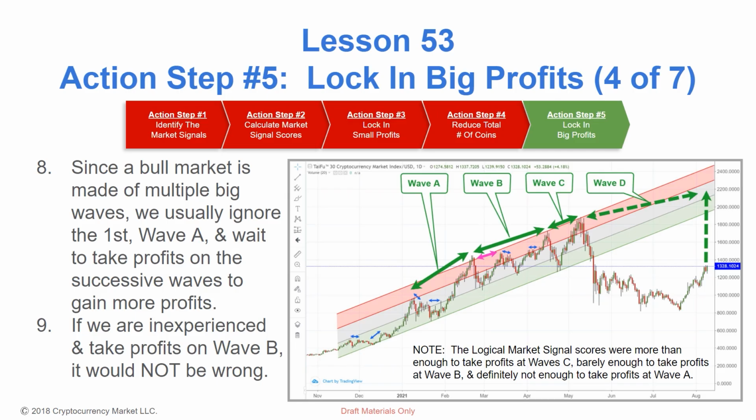So as you can see there, guys, there's wave A, wave B, wave C, and wave D. Ideally, we want to take profits on the third or bigger wave. The first two waves, we try to ignore. Definitely the first one, we ignore it because that's not enough, right? We want it to go up higher.